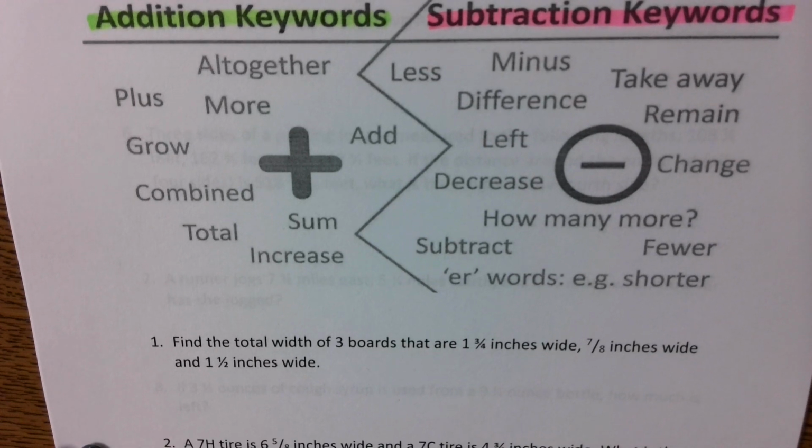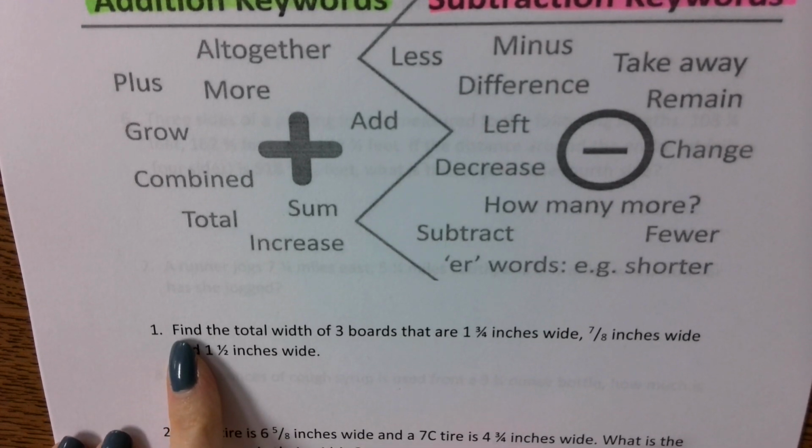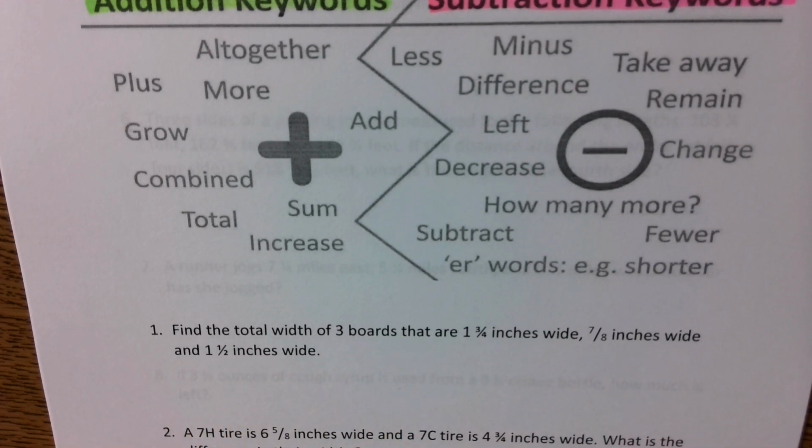Okay, so let's take a look here. For problem number 1, I can find the total width of 3 boards that are 1 3/4 inches wide, 7/8 inches wide, and 1.5 inches wide. Say it one more time. I can find the total width of 3 boards that are 1 3/4 inches wide, 7/8 inches wide, and 1.5 inches wide. What operation are we doing, Coven?